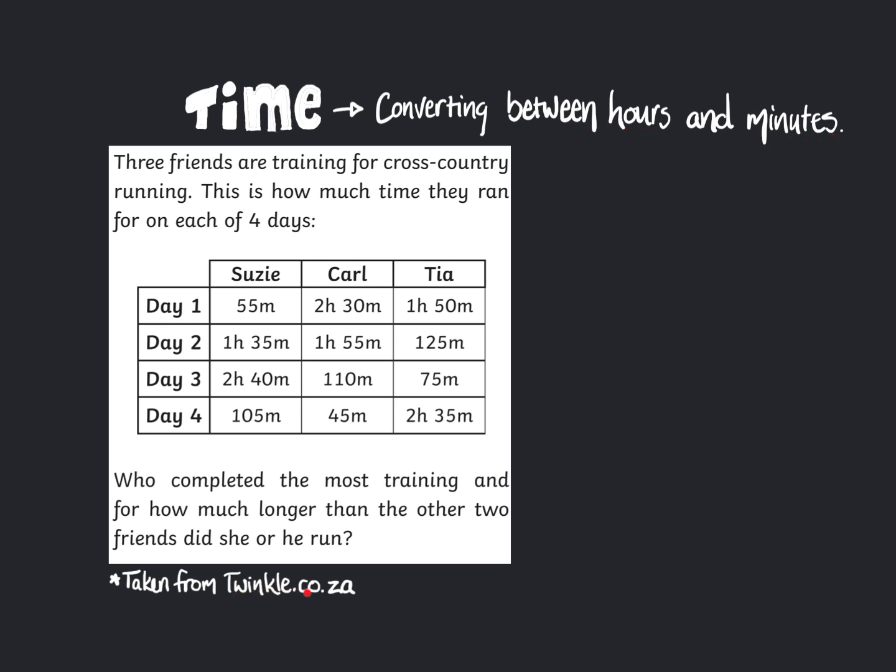This question over here was taken from a worksheet found at twinkle.co.za. It talks about three friends that are training for a cross-country event, and it wants us to find out who competed the longest. Each friend competed for 4 days, but you'll see that some of the times are just in minutes, and some of them are hours and minutes. So we need to add all of Susie's times up together to find out if they beat Carl's times or Tia's times. But before we start going into that, let's just revise.